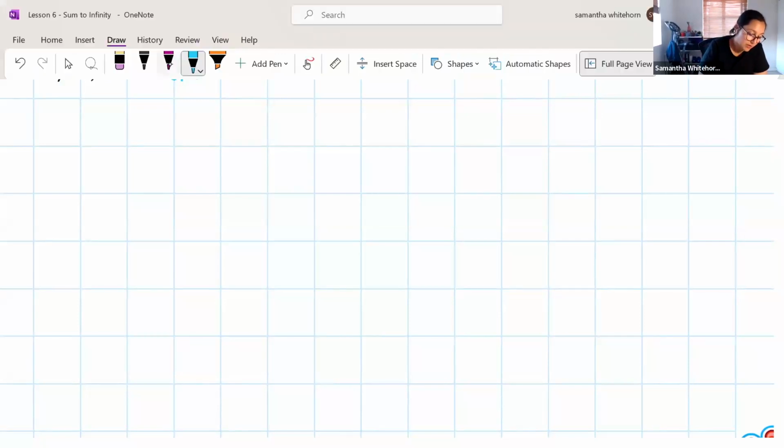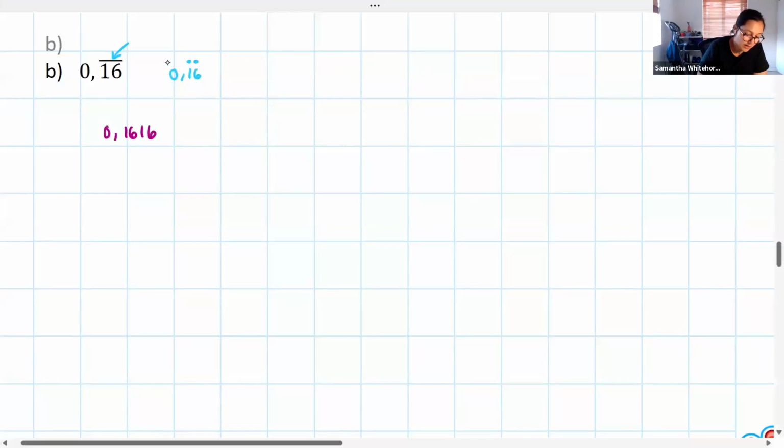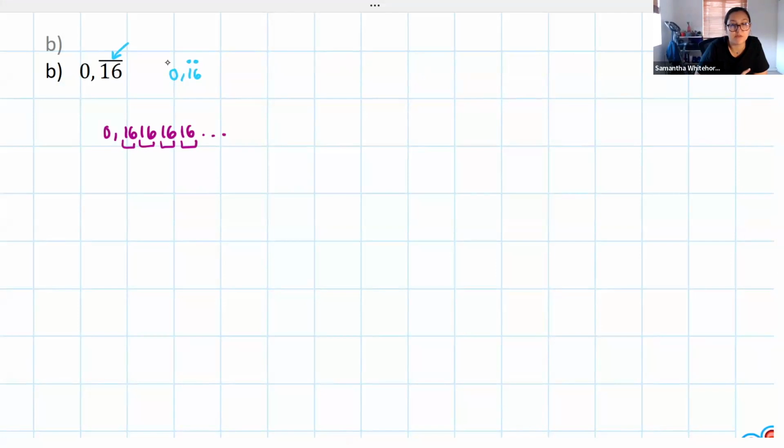So the first thing that we want to do, remember, is we want to know how many values are recurring. So in this case, I actually have 2. I've got 16, 16, 16, 16. So I need to be careful here because I can't just now say 1 over 10, 6 over 100, etc.